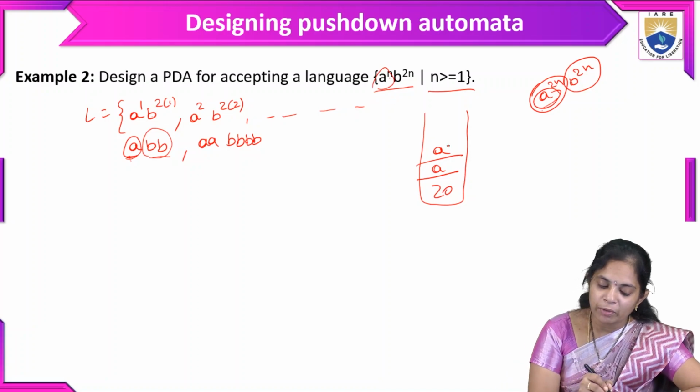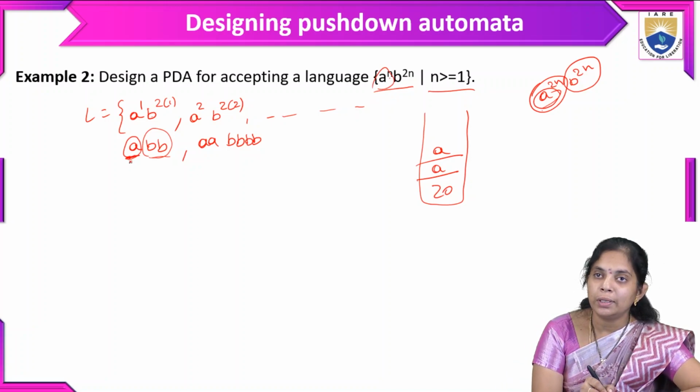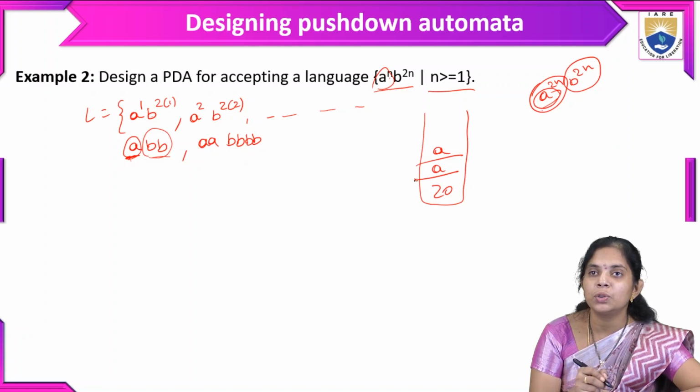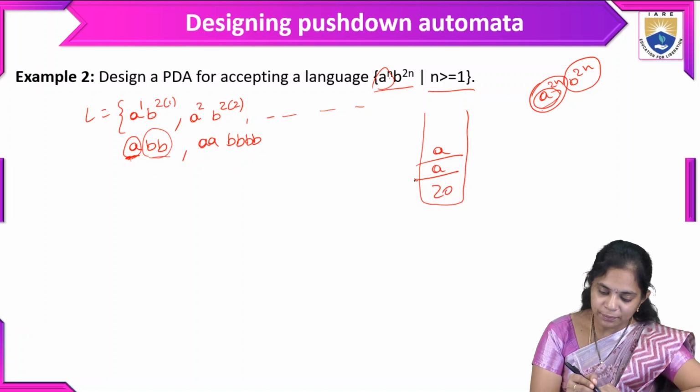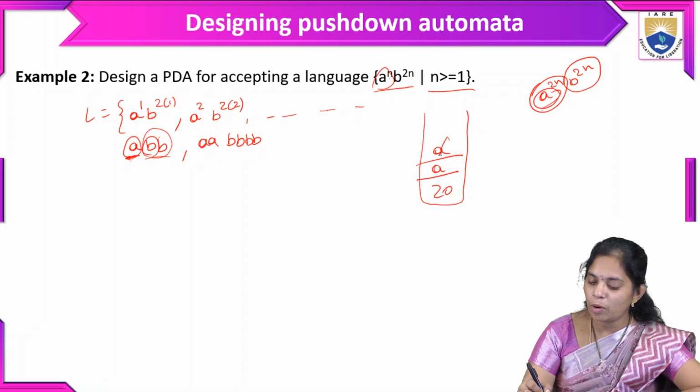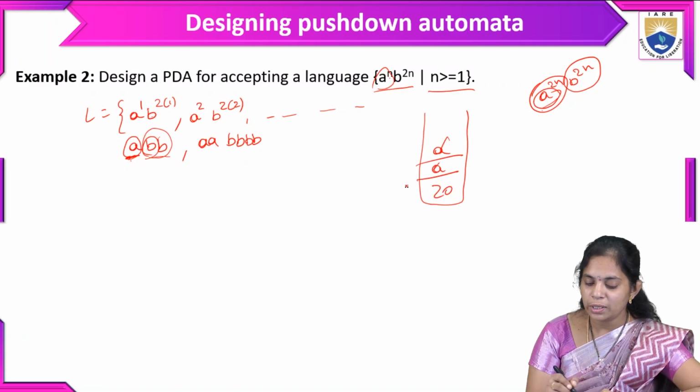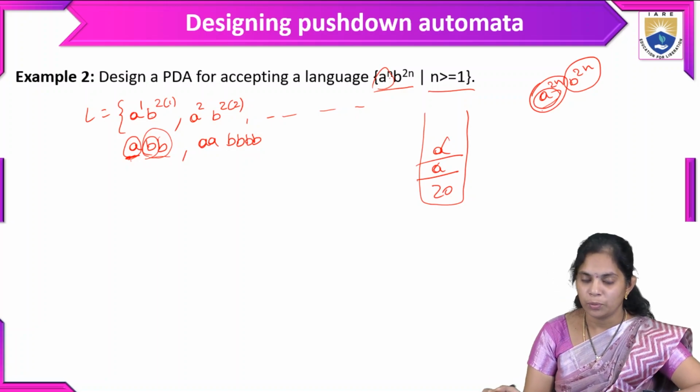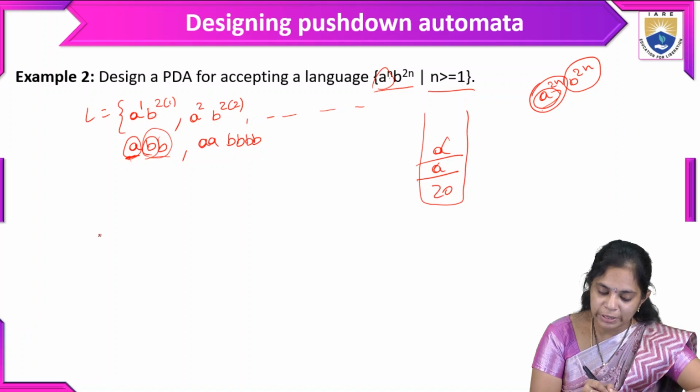That's why, while reading the A value, the input string A, we need to push two A's into the stack. Then while reading B's, however many B's there are, we can pop the values like this, so that we can construct the pushdown automata. So for this condition, we will construct.